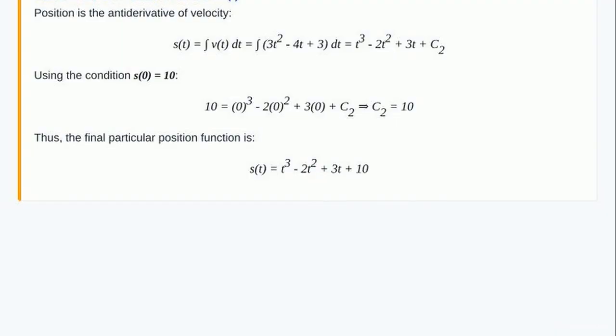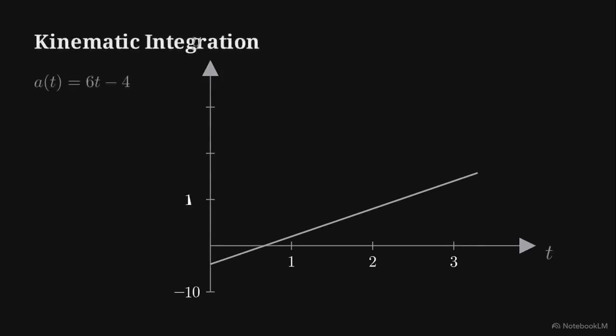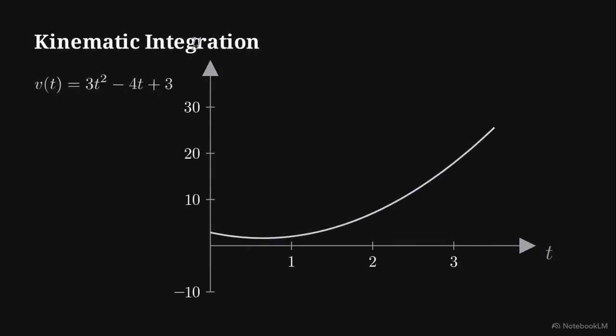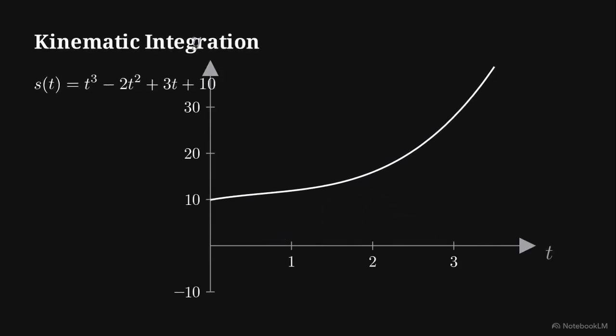Step 4 is our absolute final formulation. We combine the general position function with our value for c2. We now hold the master position function for this object. By running the integration algorithm sequentially, we stripped away the abstract rates of acceleration and velocity. We are left with a direct tool that calculates the object's exact physical location at any given time.